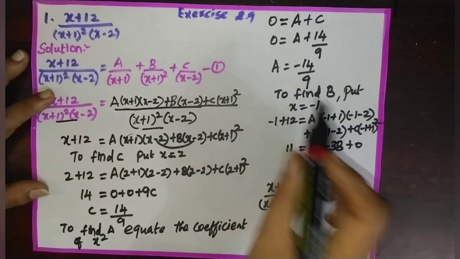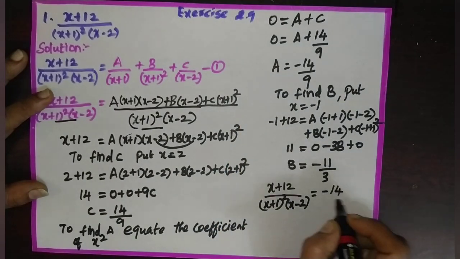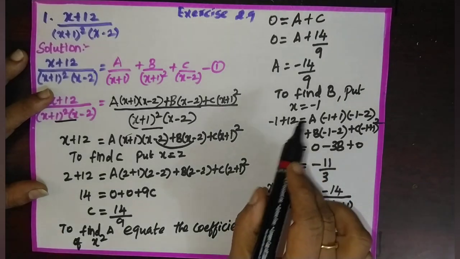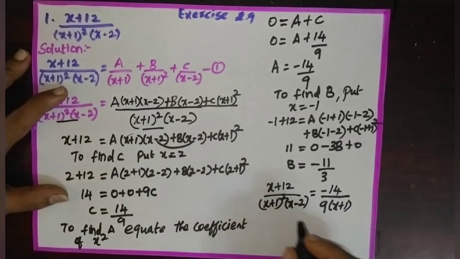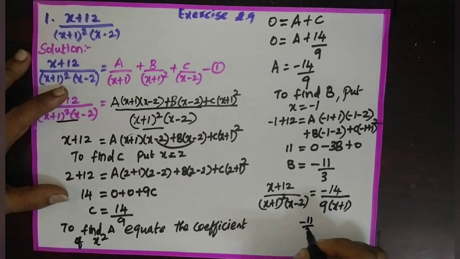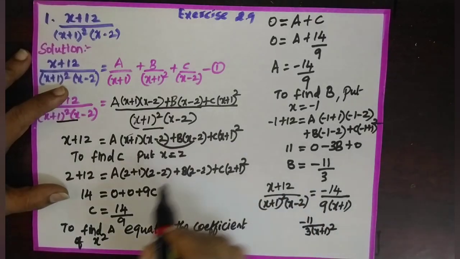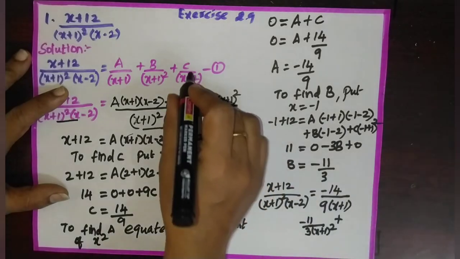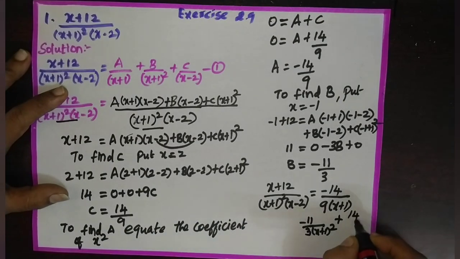in the place of a we need to substitute minus 14 by 9 into x plus 1. In the place of b, minus 11 by 3 into x plus 1 the whole square. In the place of c, we need to substitute 14 by 9 into x minus 2.